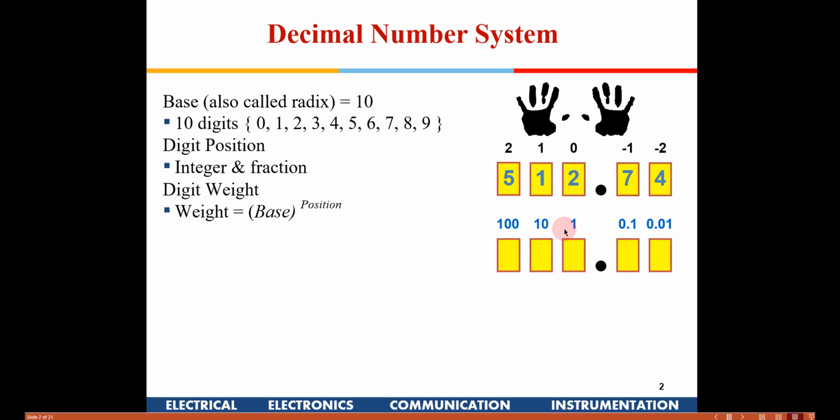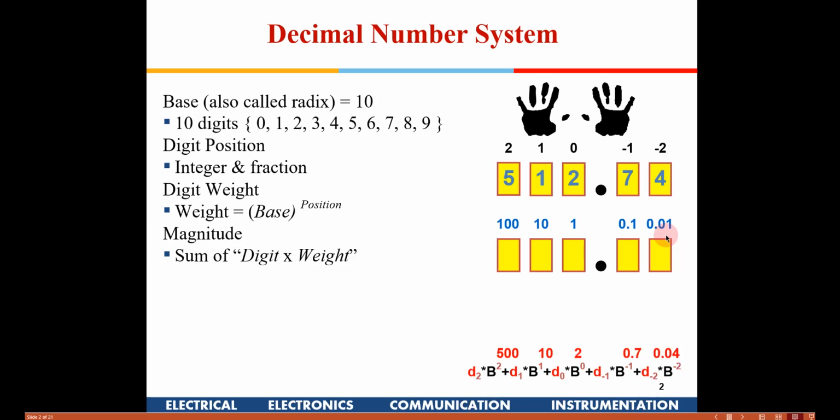So the weight of this is 10 to the power of 0, which is 1, 10 to the power of 1, which is 10, this is 10 to the power of 2, which is 100, this is 10 to the power of minus 1, so 0.1, and this is 10 to the power of minus 2, so this becomes 0.01.